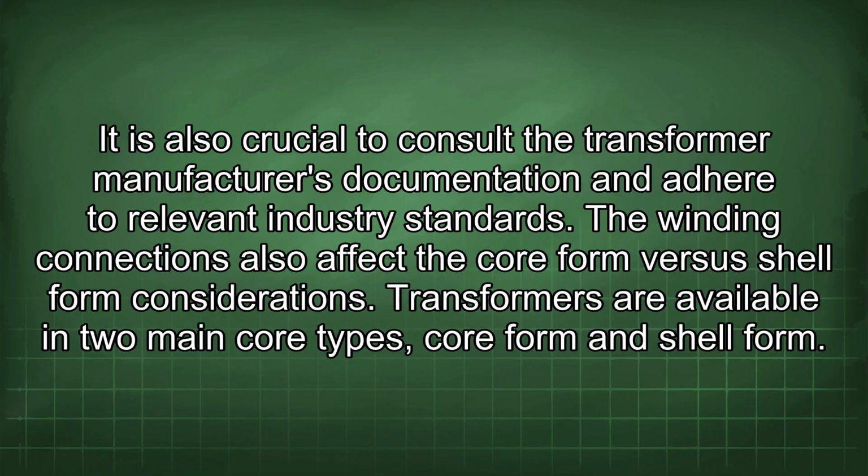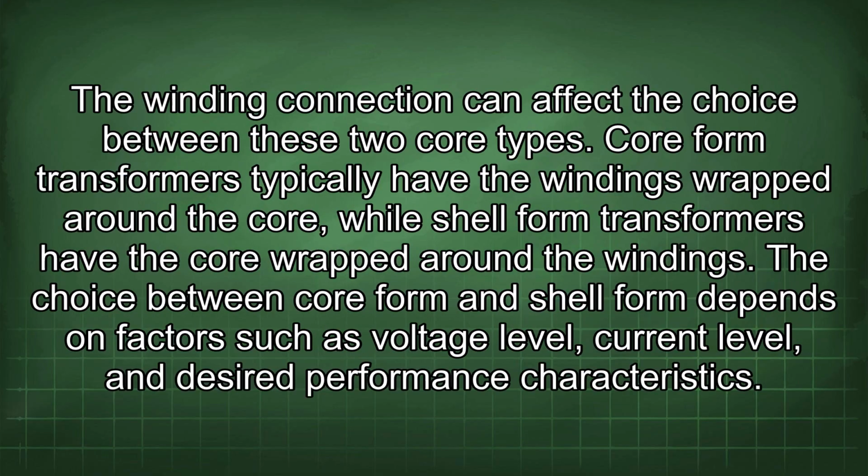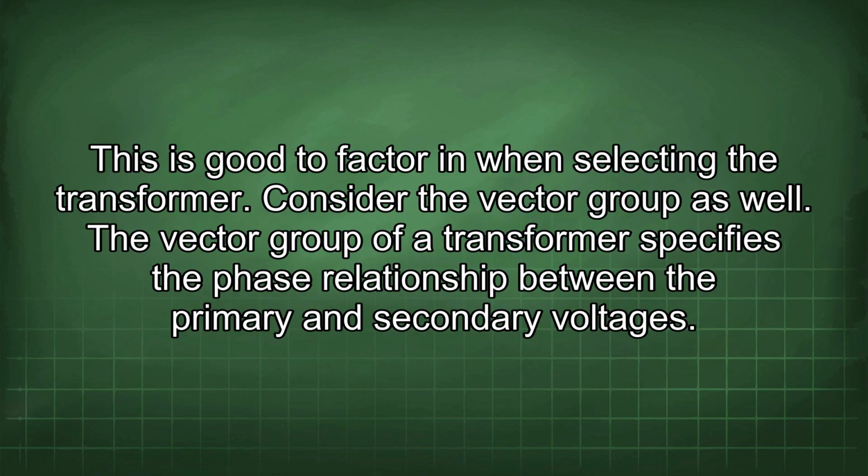The winding connections also affect the core form versus shell form considerations. Transformers are available in two main core types, core form and shell form. The winding connection can affect the choice between these two core types. Core form transformers typically have the windings wrapped around the core, while shell form transformers have the core wrapped around the windings. The choice between core form and shell form depends on factors such as voltage level, current level, and desired performance characteristics. This is good to factor in when selecting the transformer.